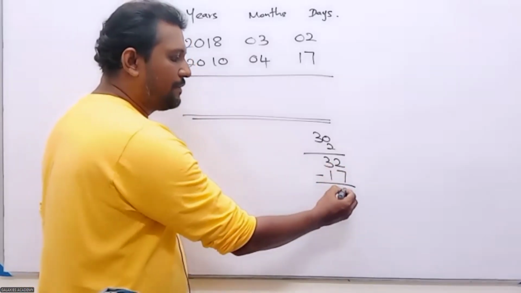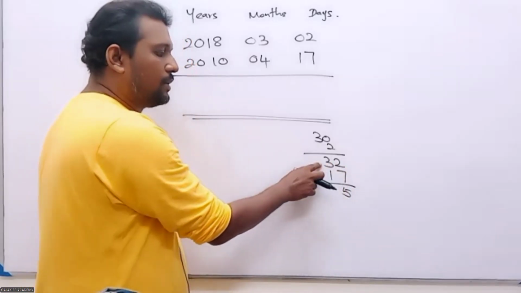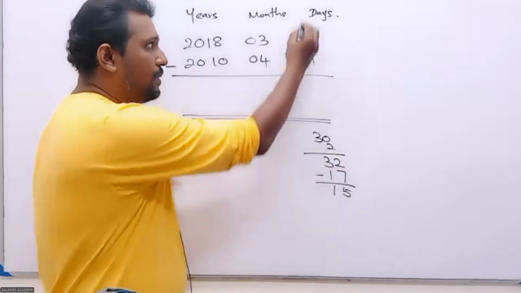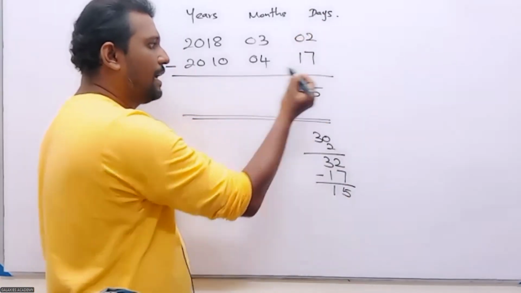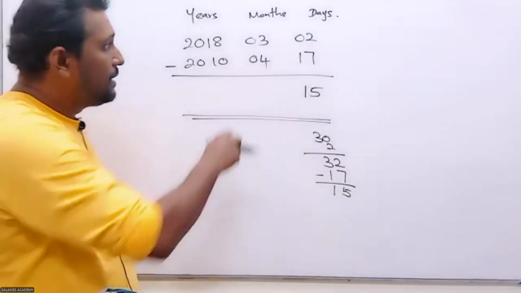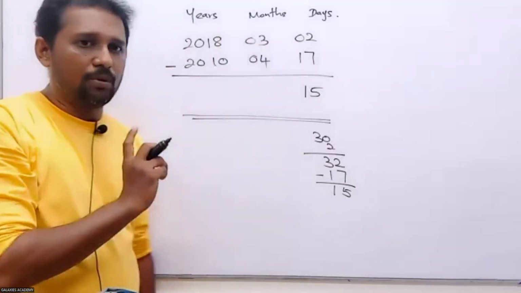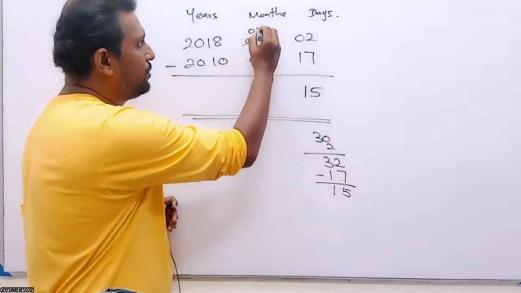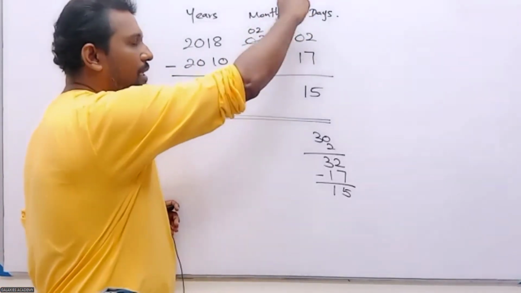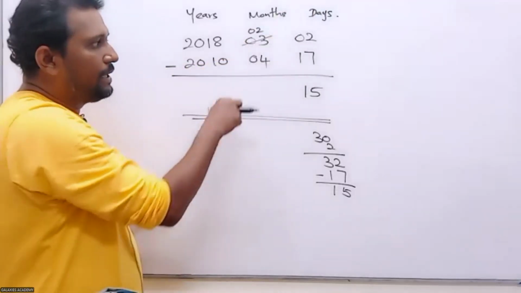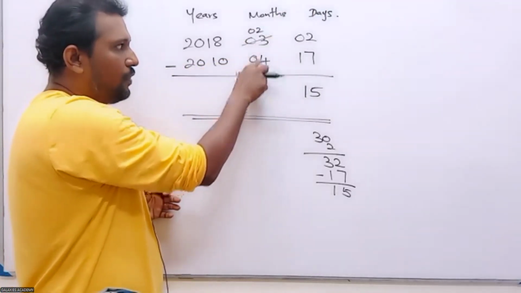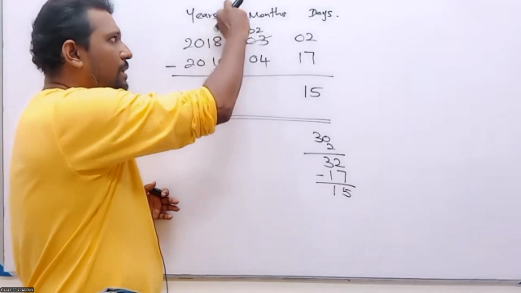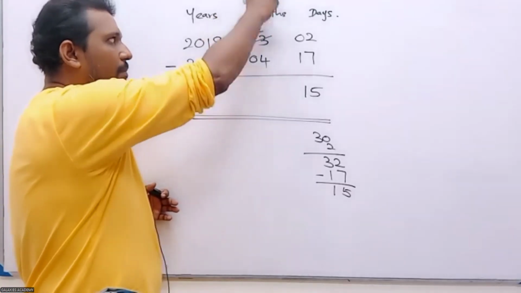12 minus 7, 5. 2 minus 1, 1. So what is the answer for the days value? 15. Then here it should not be 3 now, no? It should be 2 because we took 1 month to the days column. Now we can't subtract 4 from 2, so you have to take 1 year to the month column.